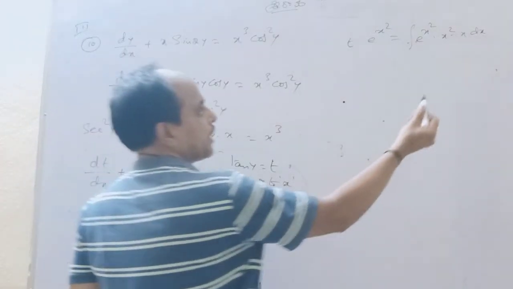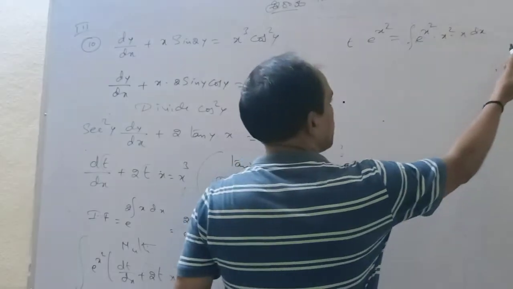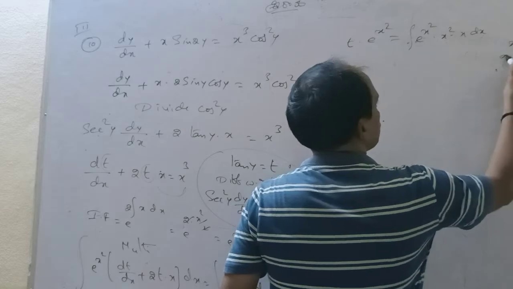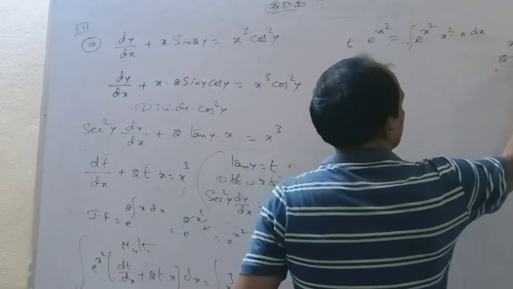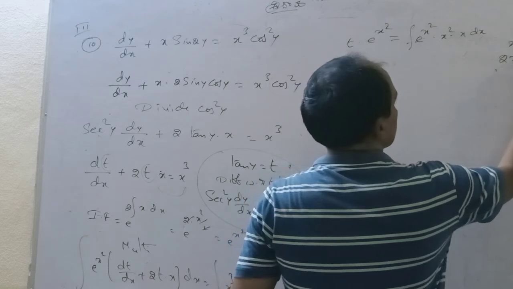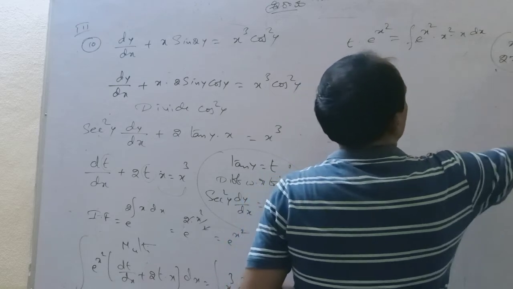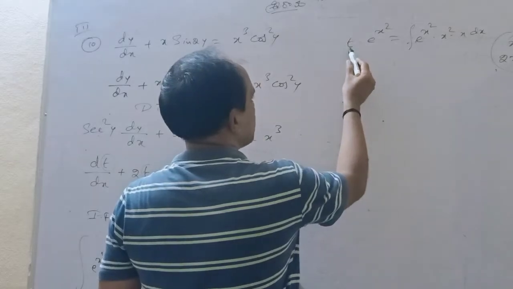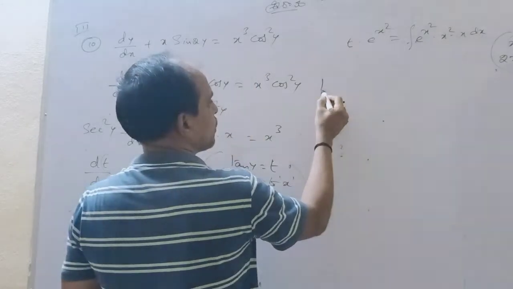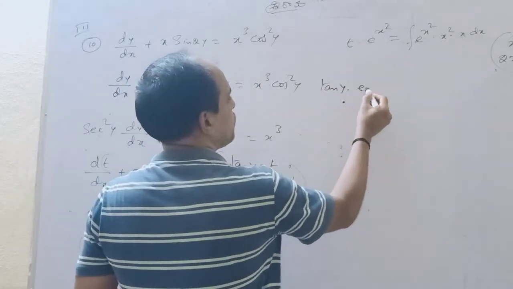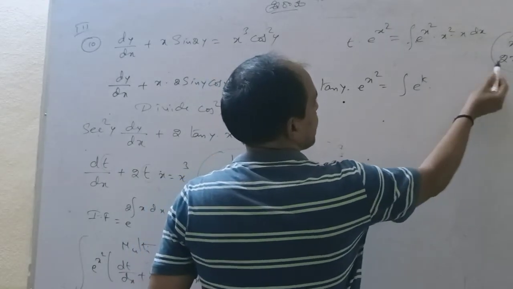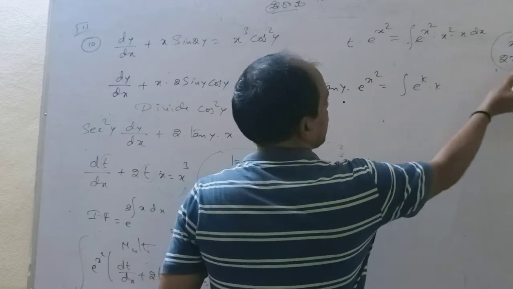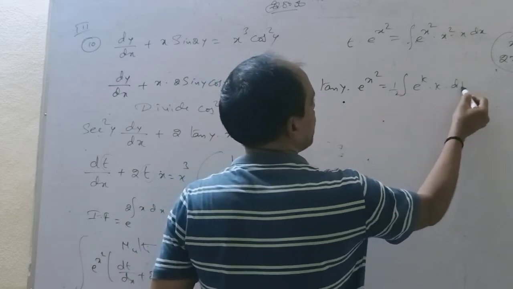x. Now you take x square is equal to t. x square is equal to t, better you take k, because we have already taken that k. 2x dx is equal to dk. Then what is t here? tan y. Tan y into e power x square is equal to e to the power of k. x square means k and x dx means half dk.